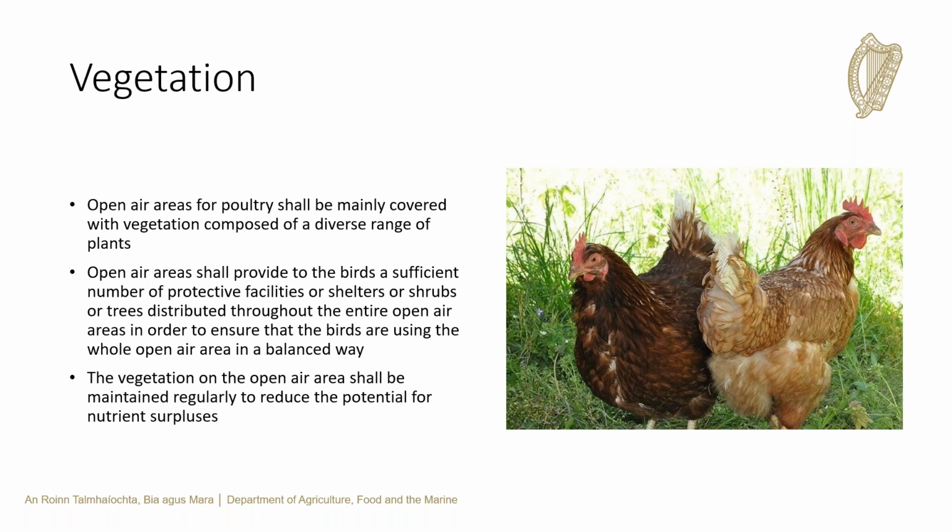In terms of vegetation, for the organic regulation, open air areas for poultry should be covered with vegetation of a diverse range of plants, and this comes back to the husbandry and housing conditions, and that they have to have sufficient shrubs and trees, etc., to have shelter and ensure that they're using the area in a balanced way.